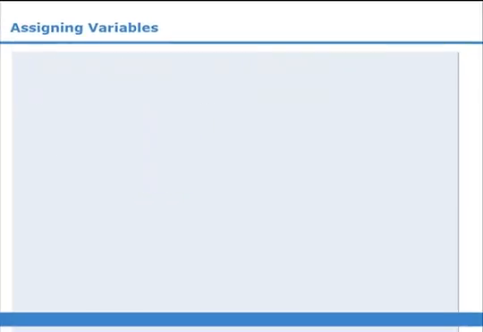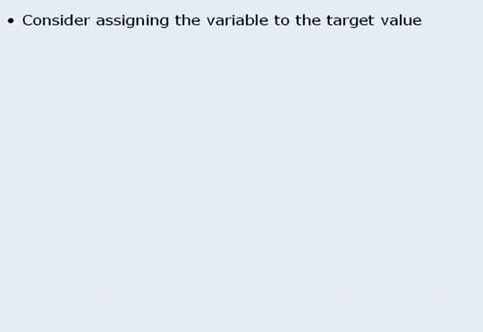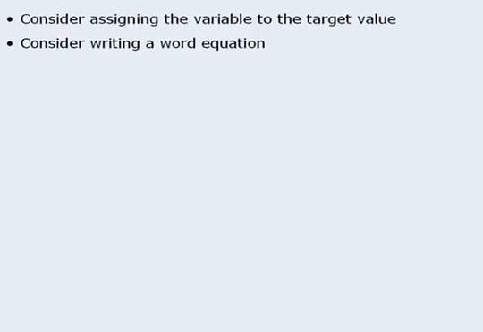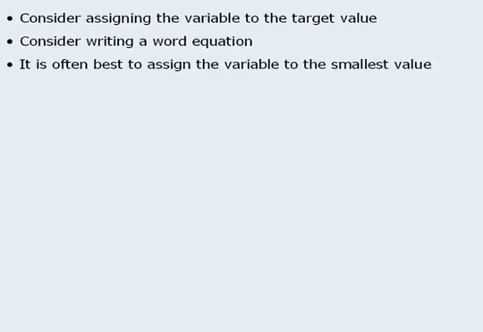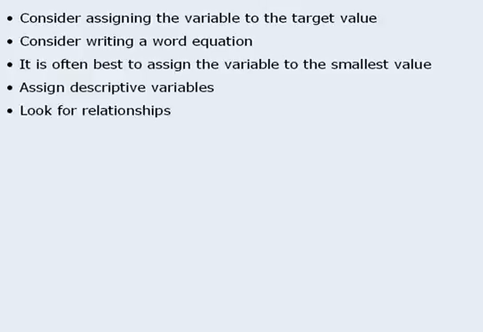Let's summarize. In this lesson, we learned some guidelines for assigning variables. They are: consider assigning the variable to the target value. Consider writing a word equation to help identify the information required to solve the question. It is often best to assign the variable to the smallest value. Try to use descriptive variables instead of using x each time. And look for relationships that exist between the values in the question.